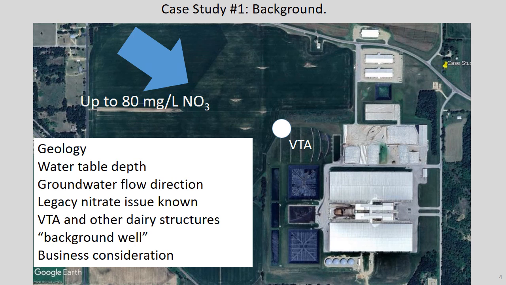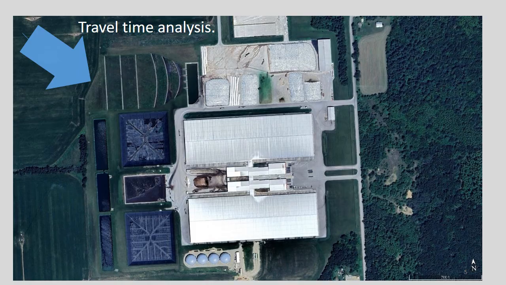So we wanted to figure out why that was happening and what we could do about it, because if we didn't get a valid background well to compare to down gradient wells, like down at the bottom and the right side, we'd always be showing that the dairy contributed to groundwater contamination. So that was the business consideration in this case study.